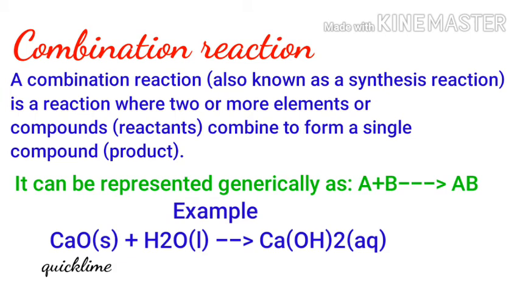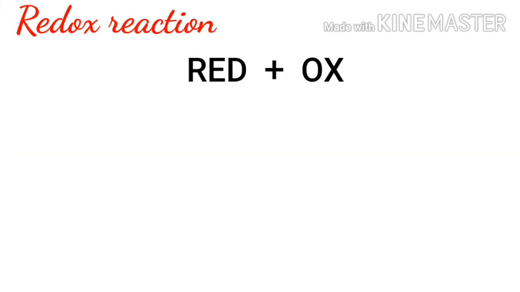With the help of an example, we will learn CaO, that is quicklime, that reacts with water and forms slaked lime. So we can see CaO is a compound that reacted with water and formed a different product, that is slaked lime. The last type of reaction is redox reaction.